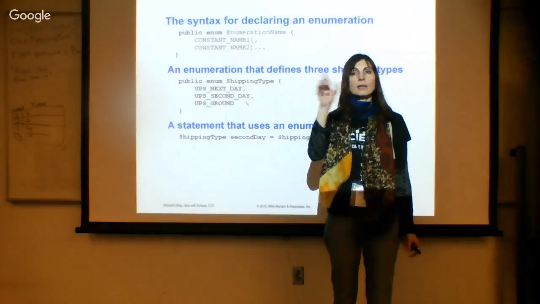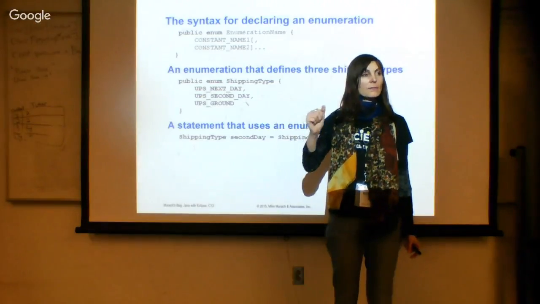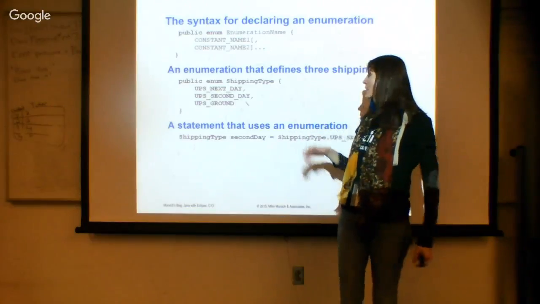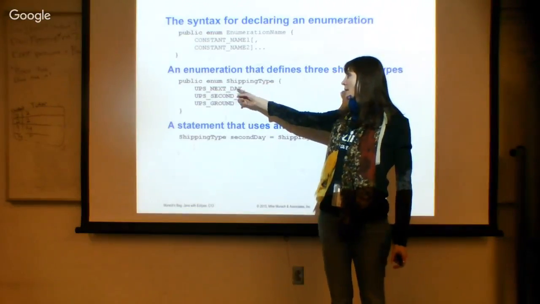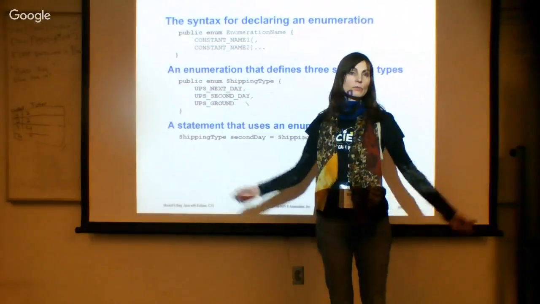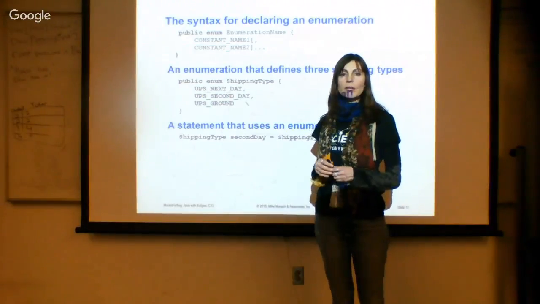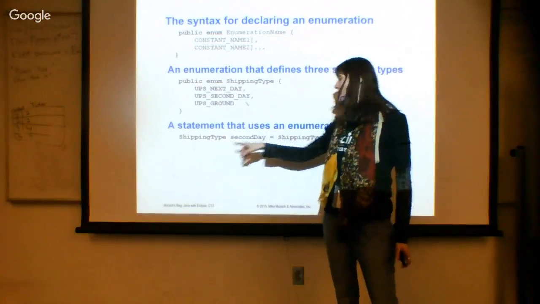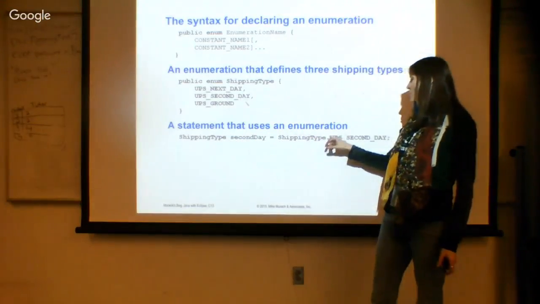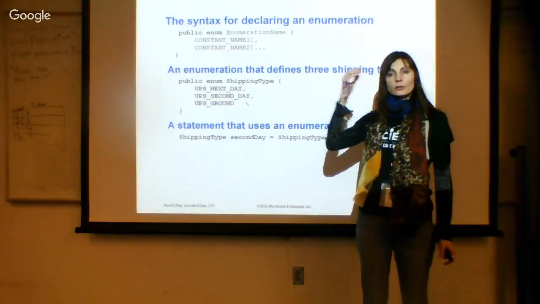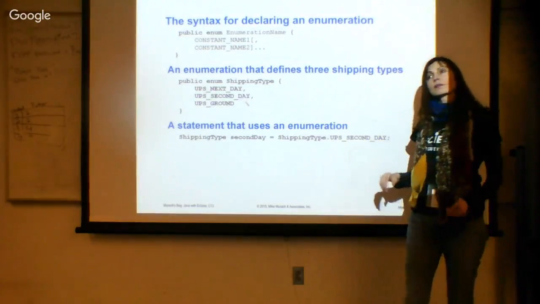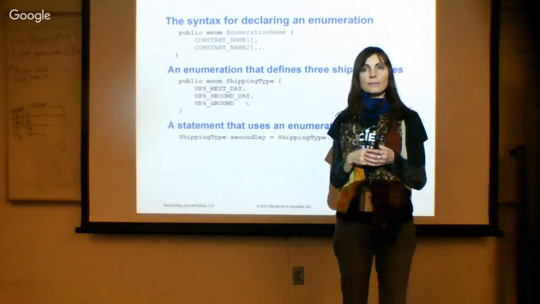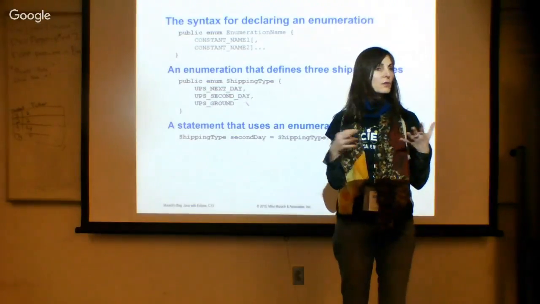You create an enum by right-clicking and adding, in the same places you add classes and interfaces. So ShippingType: next day, second day, and ground, for example. How do you use it? You can have a shipping type, it's a type again. Second day is going to equal ShippingType dot, and then when you say dot, it's going to present you the option of the values of the enumeration constants. Okay? So far, so good?